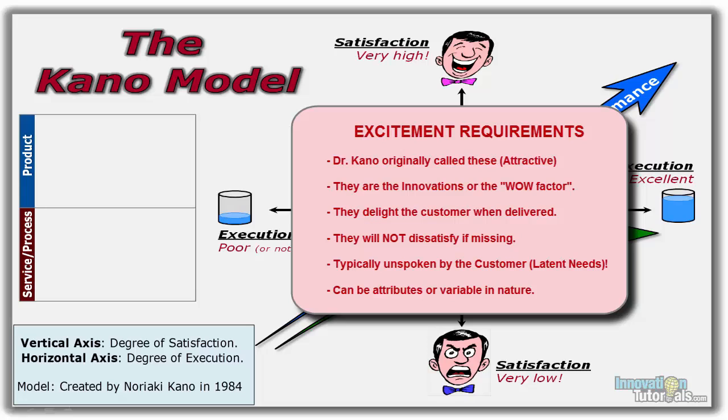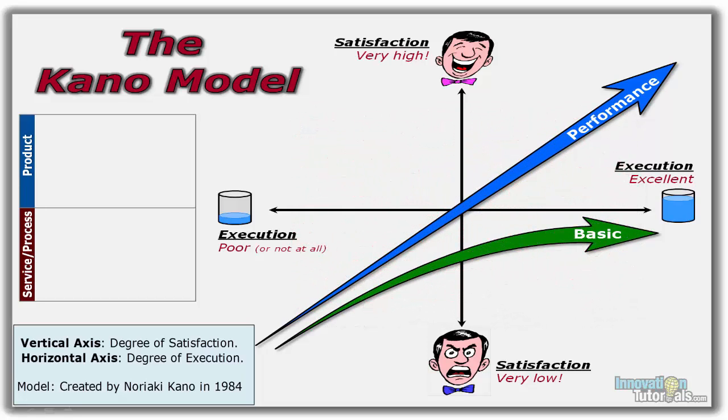These are the innovations that differentiate you from the competition. Some people call these the wow factor or USPs, unique selling propositions. They delight the customer when delivered, but don't cause any dissatisfaction when missing. They also play a critical role in the success of the most profitable products and services because they're often linked to emotions and unmet or latent needs.